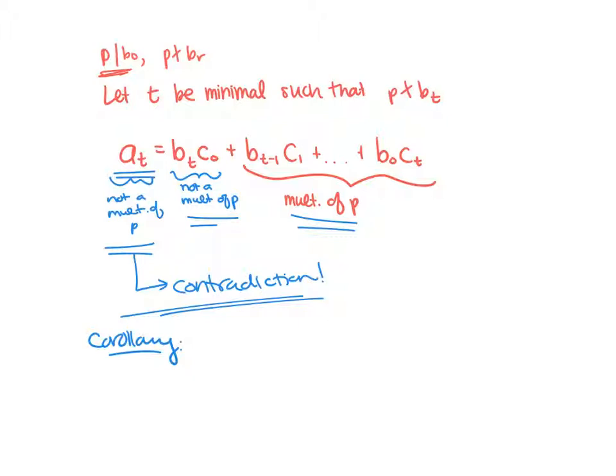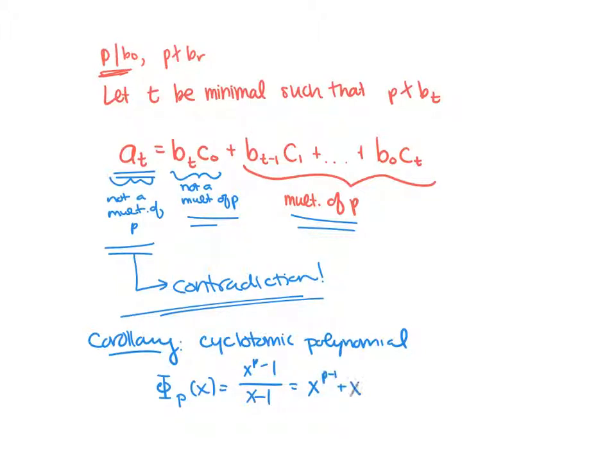As a corollary, if you look at what we call a cyclotomic polynomial, that's usually a capital phi sub p, and it's what you get when you take x to the p minus 1 and divide it by x minus 1. And you just get x to the p minus 1 plus x to the p minus 2 plus blah, blah, blah, plus x plus 1. You know, a polynomial where the coefficient of everything is 1. We can show that this is irreducible over Q for any prime p.